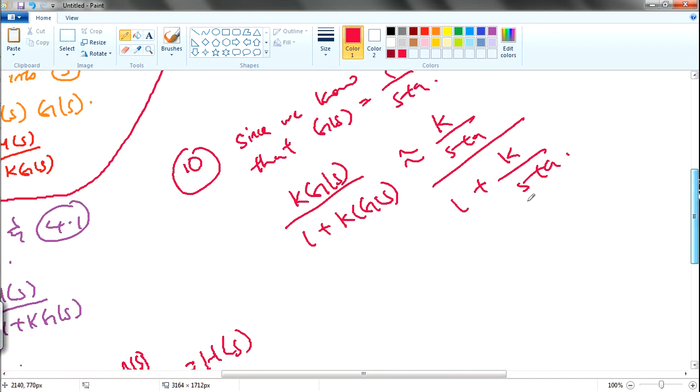Now comes the tricky part. You multiply the whole equation by S plus A, so you'll cancel out this S plus A, and this one will become S plus A. So eventually you will have K.